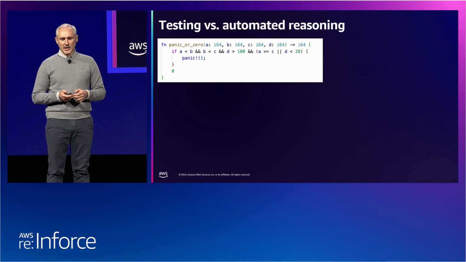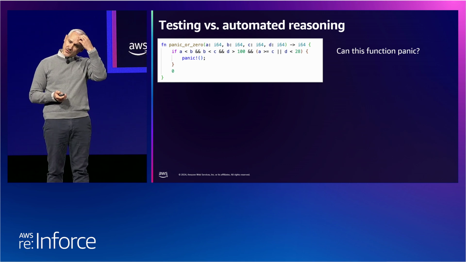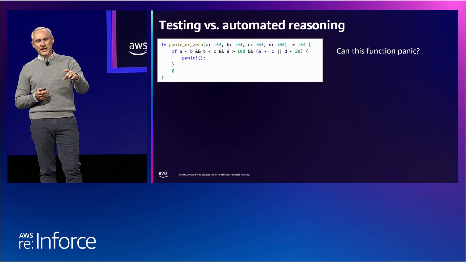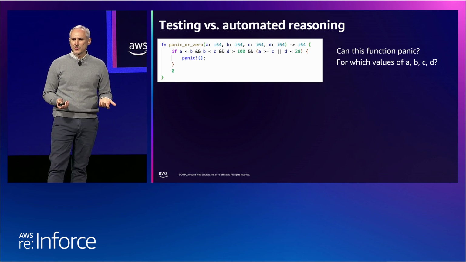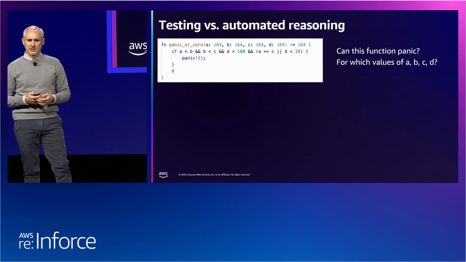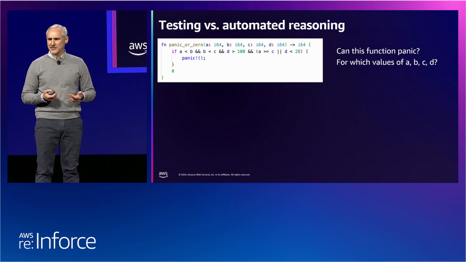And so now I'm asking you the following question: can this function panic? Which means, is there any way to find a value for A, B, C, and D that lets you enter that branch and trigger the panic in the code? So how would you answer this question rigorously and give me strong assurance that the code can panic or cannot panic? If I want to prove the code cannot panic, I can try to do fuzz testing.